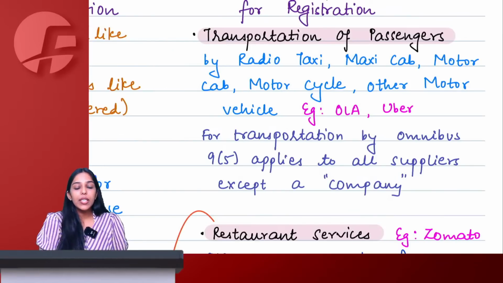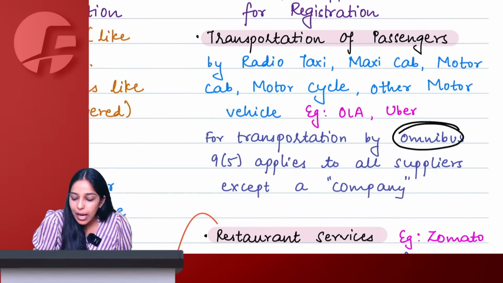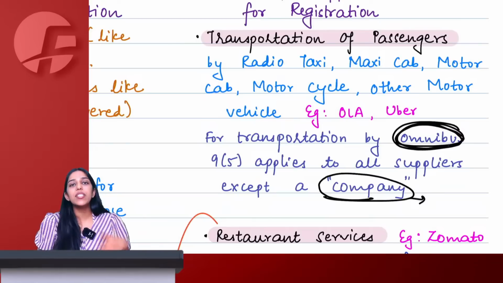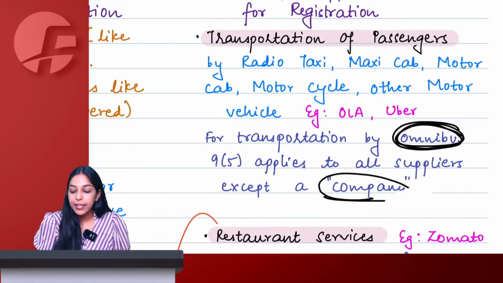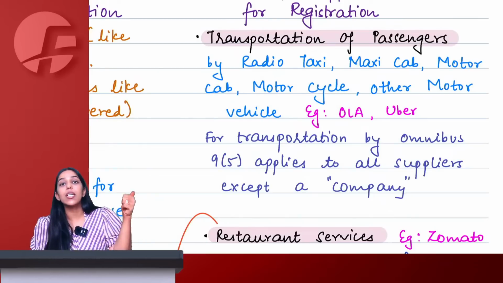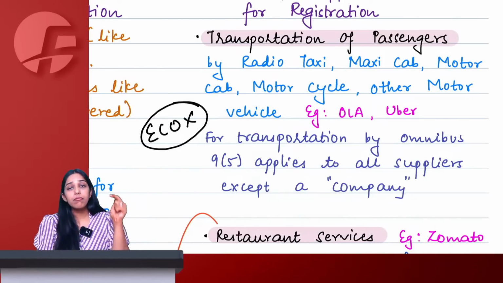But if you are booking an omnibus, and that omnibus supplier is a company, which is registered under the Companies Act in India, right? So if the supplier of this renting of omnibus service is a company, then the e-commerce operator will not be liable.